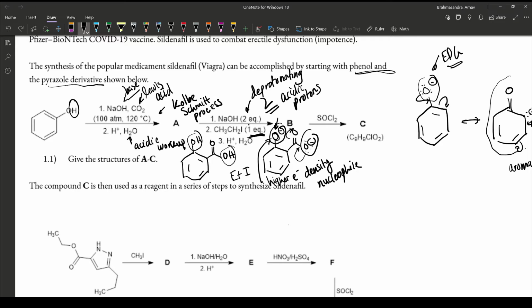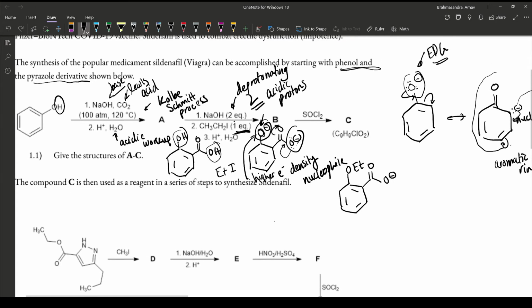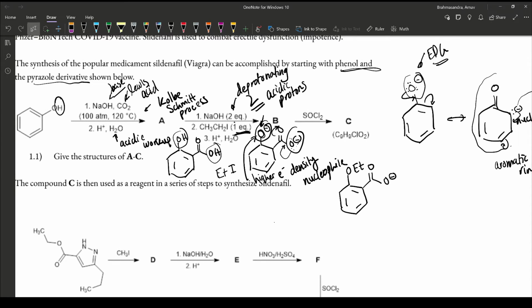Okay, so this oxygen is going to attack the ethyl iodide, and it's going to be ethylated. So we can draw this. We have our benzene ring, and this is going to form O-ethyl, and we're also going to have our same carboxylate group coming off. And then in our third step, you can see we have an acidic workup again. This is acidic workup. So it's the same sort of idea as our last step.